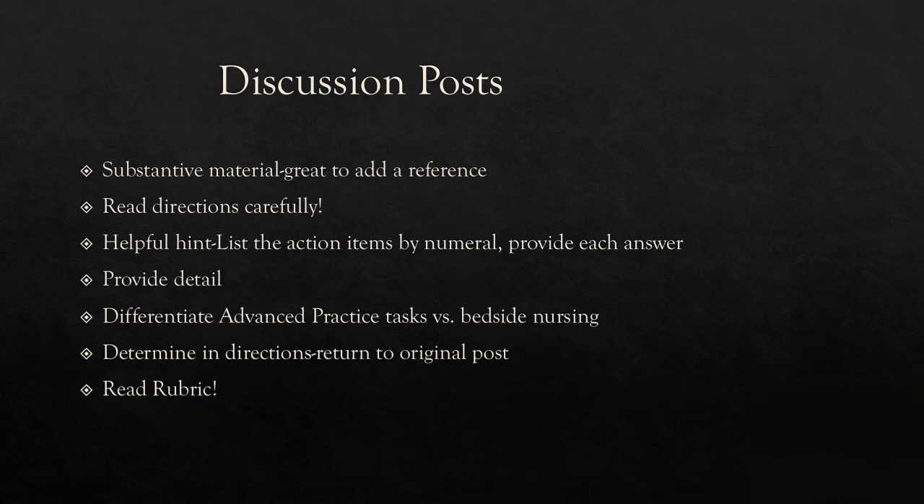One of the helpful hints that I've provided to students is to list the action items in the directions and answer each prompt by numeral. For example, there may be a question numbered 1, provide that answer, number 2, provide that answer, and so forth. One of the common losses of points for students is not answering all the prompts or not answering with detail. For example, were there 1 or 2 tasks that you were supposed to comment on?